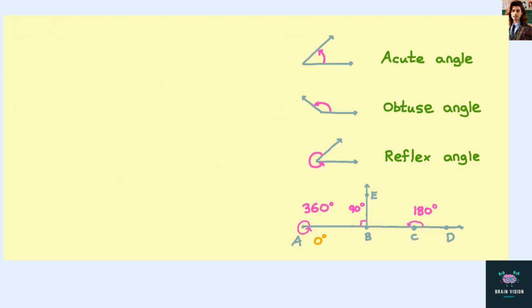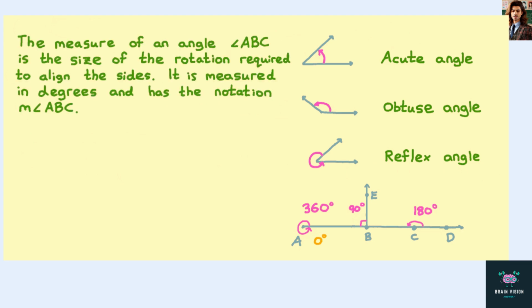We can compare the measure of any angle to these angles to categorize them. We say that any angle with measure smaller than 90 degrees is an acute angle. Any angle with measure between 90 degrees and 180 degrees is an obtuse angle, and any angle with measure greater than 180 degrees is a reflex angle. We can define these more formally as follows.